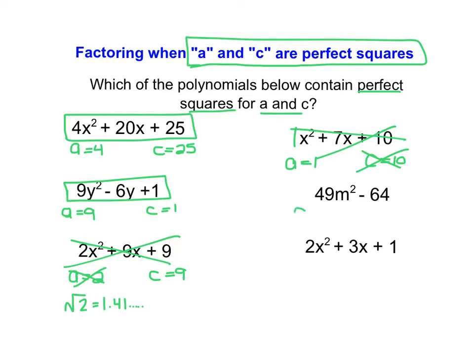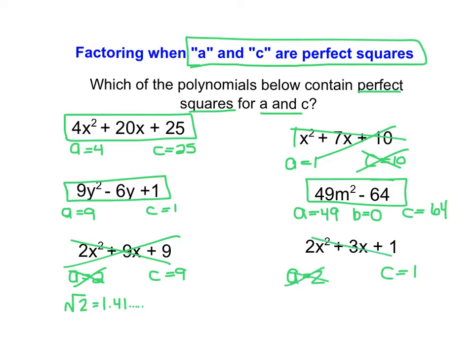Then here we have an A value equal to 49. Notice that there's no B value in here. Our B value would really be 0. And our C value is equal to 64. Both of those can be perfectly square rooted, and as a result, this strategy will work here. And then finally, we have A equals 2, C equals 1. C equals 1 is a perfect square, but A equals 2 is not. So this strategy would not work for that trinomial.